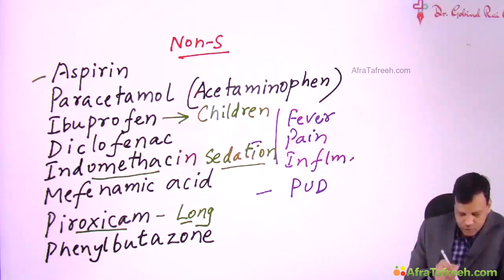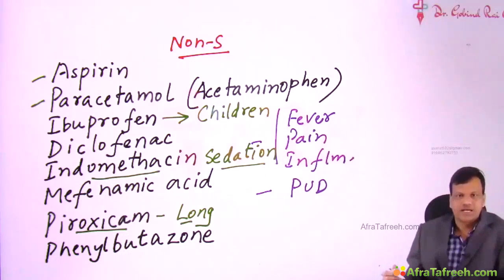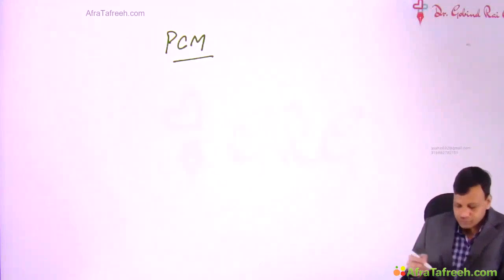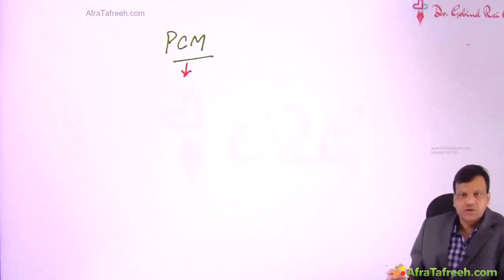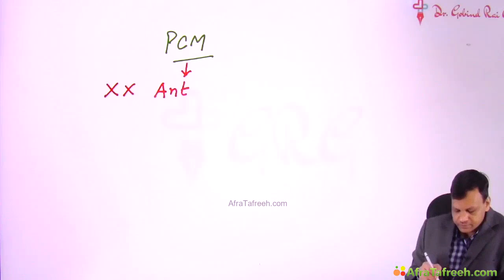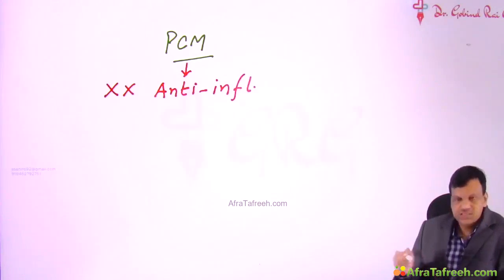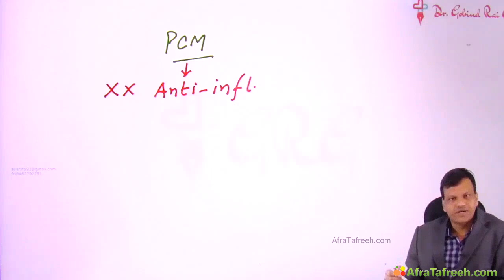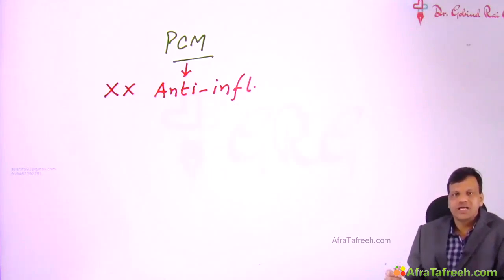Now we are left with the two most important drugs. One is aspirin and the second is paracetamol. So we'll discuss these one by one. First we'll discuss paracetamol or acetaminophen. Now paracetamol is the only NSAID which has no anti-inflammatory activity. Other NSAIDs have antipyretic, analgesic and anti-inflammatory activity, whereas paracetamol only has antipyretic and analgesic activity. It does not possess anti-inflammatory activity.